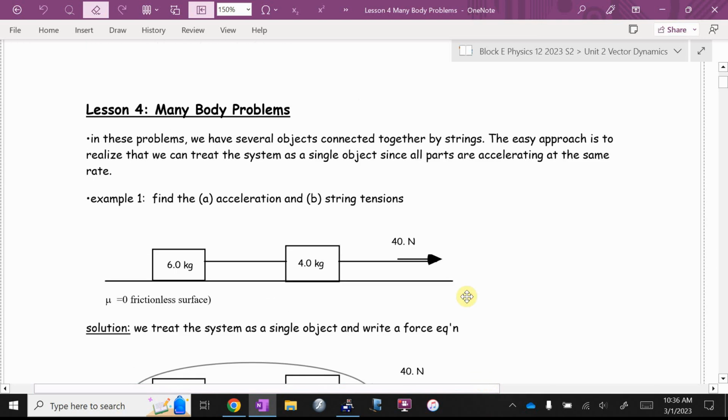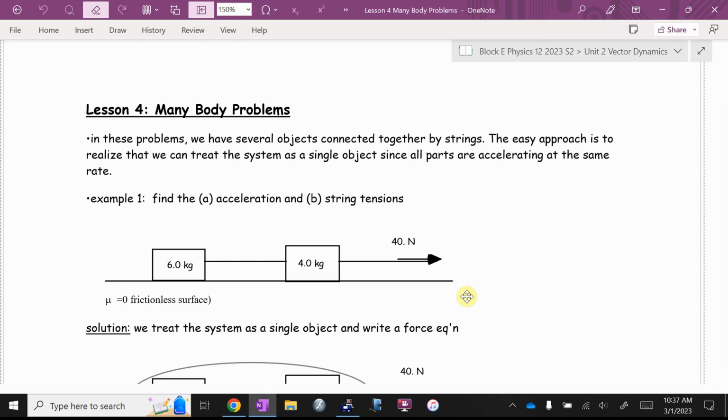Many body problems. What we mean by this is problems with more than one mass. What we said last year was these are questions where we have several masses connected together with strings. The easy approach is to realize all the objects are going to accelerate at the same rate. Sorry for those of you on YouTube, you can't see this.